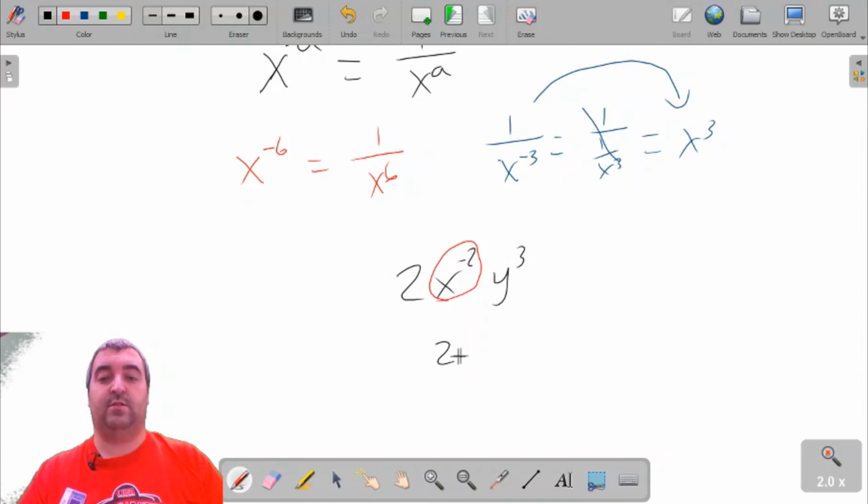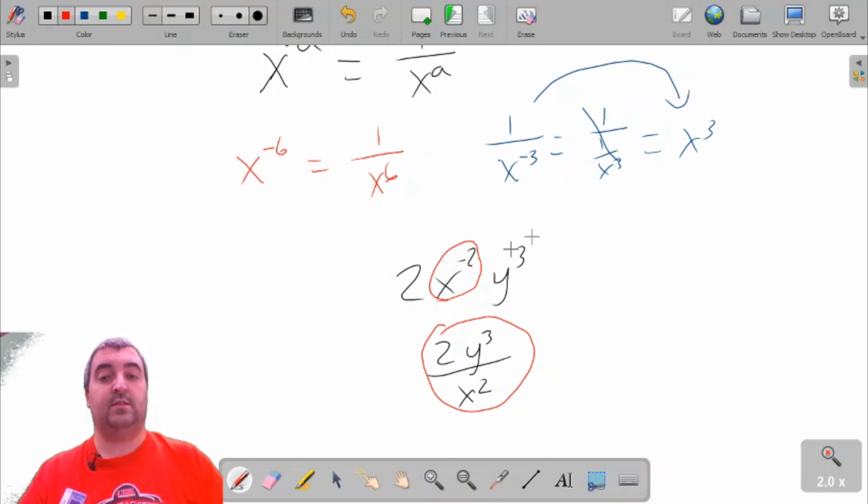So your final answer should be 2y cubed, because that's not changing because they're positive exponents. And then x to the negative 2 would become x squared in the denominator. And there's your answer. Okay? So don't flip things that don't have negative exponents. Okay, so only flip things that have negative exponents to them.